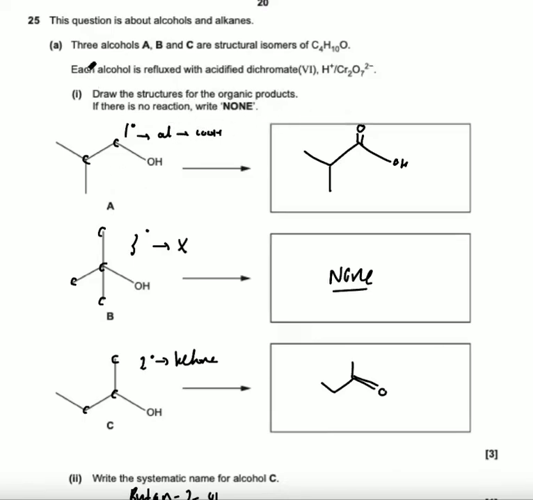Okay, so there are 3 types of alcohols. You can get primary, secondary, and tertiary. Primary alcohols will oxidize to aldehydes, and aldehydes will oxidize to carboxylic acids. Secondary alcohols will oxidize into ketones, and tertiary alcohols will not oxidize at all.